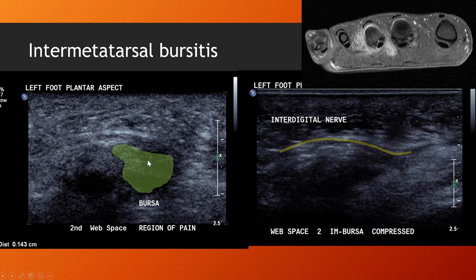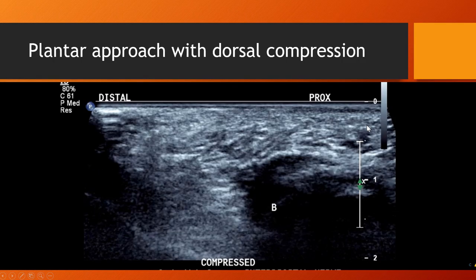So it just goes to show we need Mulder's compression, so we need some kind of compression, preferably not just dorsal, preferably we squash the toes together and make the nerve more superficial.